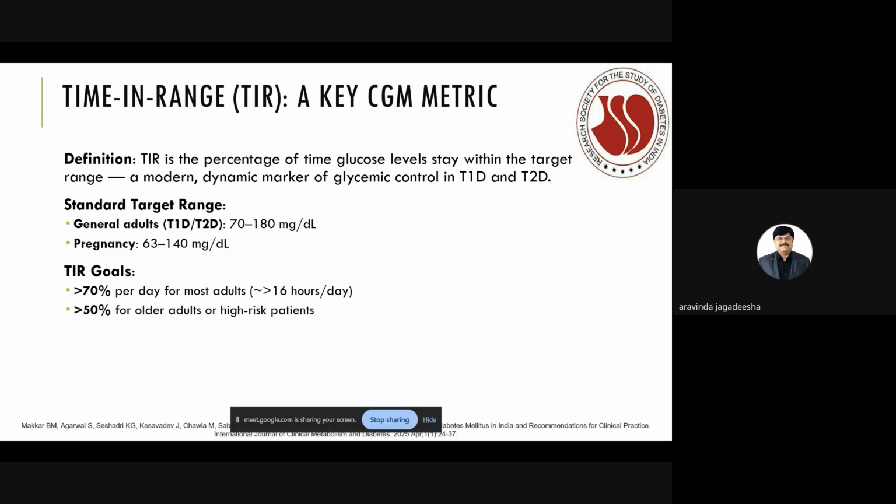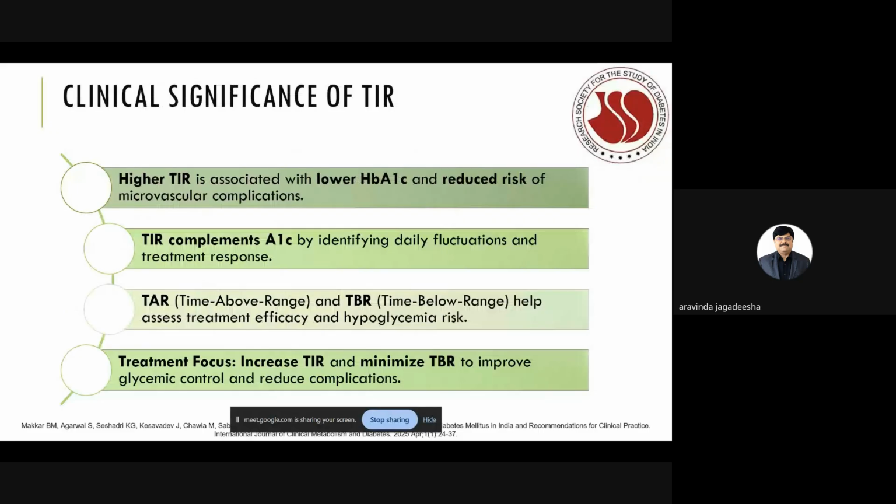So the TIR goals, what we want: 70% per day for most adults, that is approximately 16 hours a day, and more than 50% for older adults or high risk patients. What is the clinical significance of TIR? A higher TIR is associated with lower HbA1c and reduced risk of microvascular complications. Higher TIR means higher time in range, that is more than 70%. If the maintenance is good, the HbA1c will be well under control.